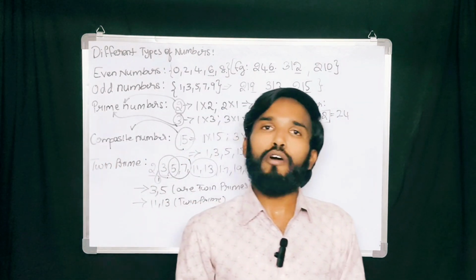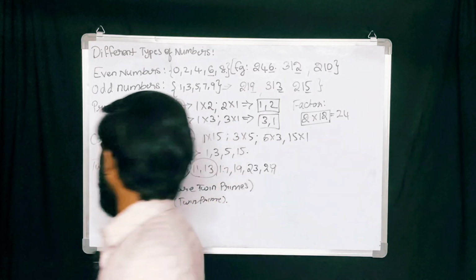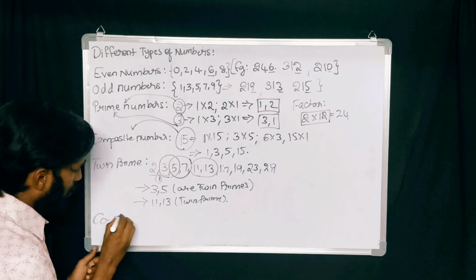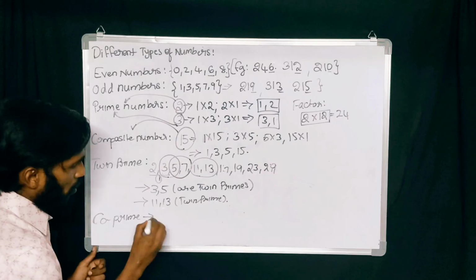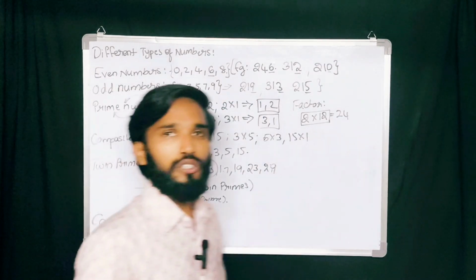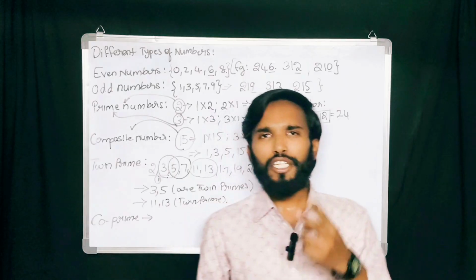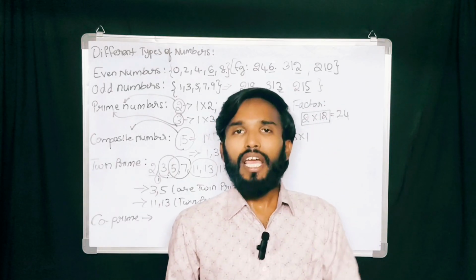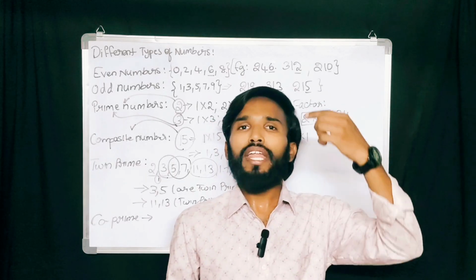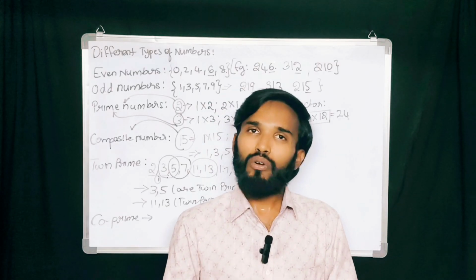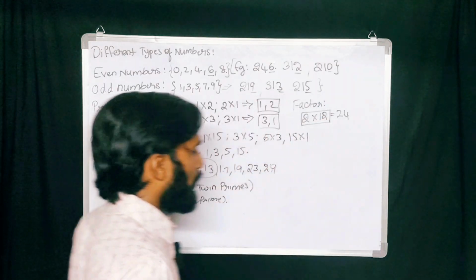Now the next type of number is co-prime. Co-prime means what? In a given set, take any two or three numbers, where the only common factor is 1, those are called co-prime numbers. Now let us see with an example.